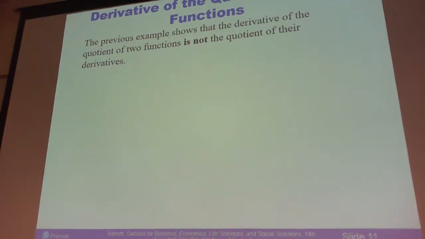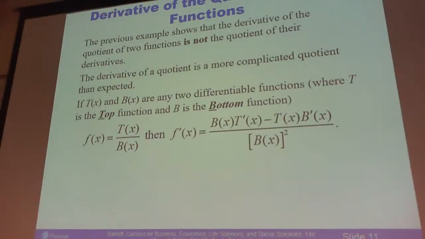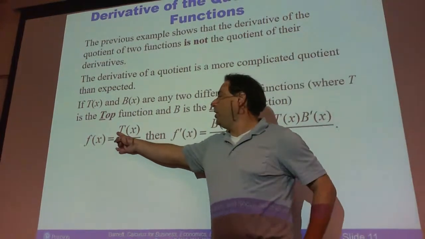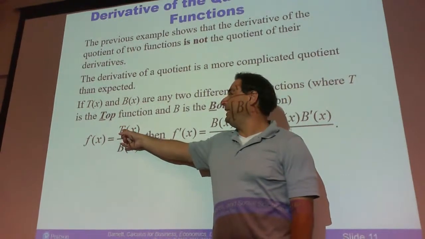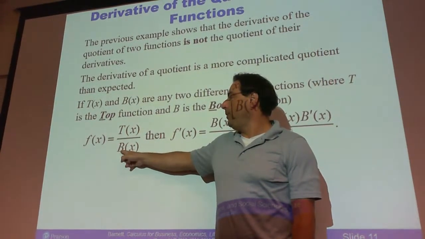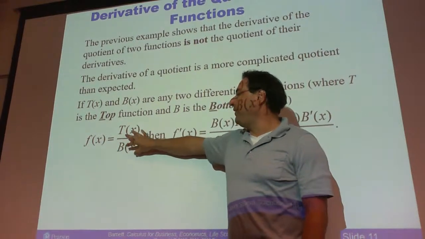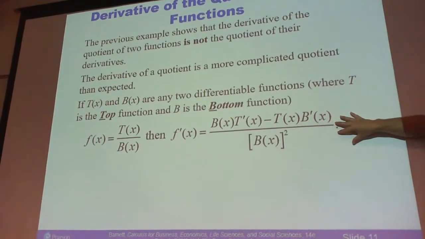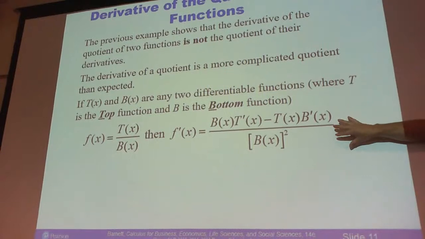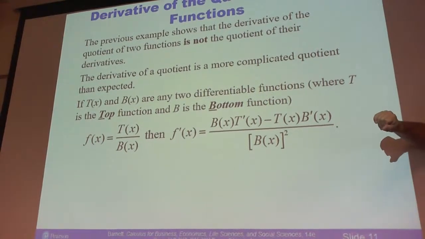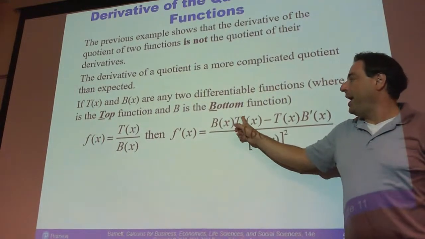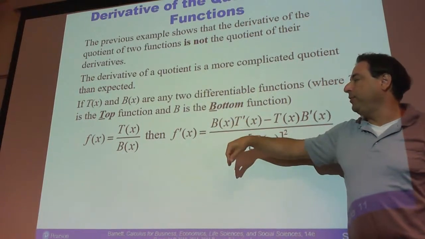And don't be afraid, the formula is this. Now, it looks long, but let me explain it. So, first of all, we're going to call the top, which is the numerator, t of x. We're going to call the bottom b of x. Okay? When you have two things divided, this is what you follow. Now, it looks crazy, it looks complicated, but we're going to go through it nice and slowly. Remember, prime means derivative, no prime is the original.